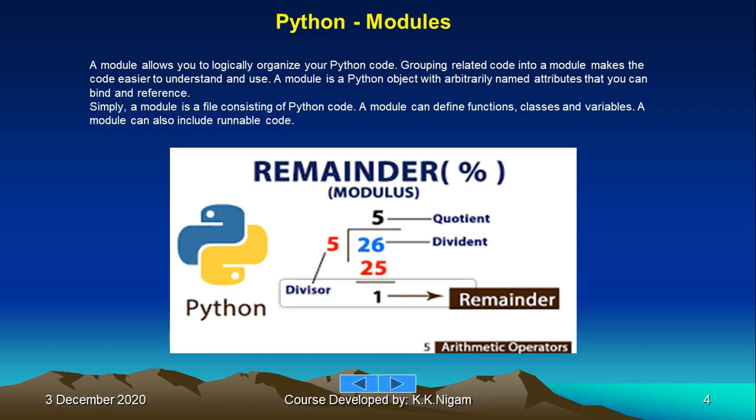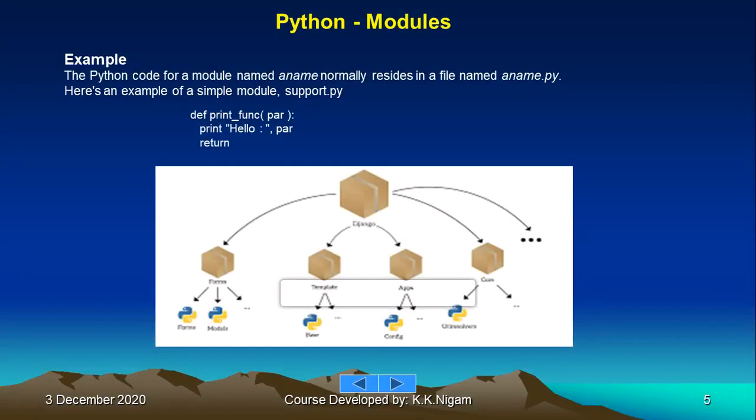Simply, a module is a file consisting of Python code. A module can define functions, classes and variables. A module can also include runnable code. So that is how modules can be created. And it is always recommended that when you write your program, you create it in modules. The number one advantage is that it is very easy to debug. The number two is that you can use it anywhere. You just pick up that particular module and use it somewhere else wherever you want to. That is a very big advantage.